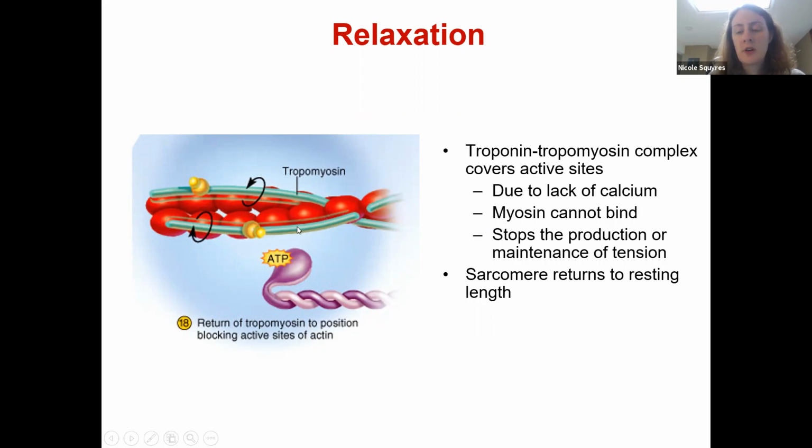At this point, the sarcomere is now going to return to its resting length. So it's going to relax back out to how it was before it contracted. And therefore, the muscle cells are going to return to their resting length and the whole muscle is going to relax.